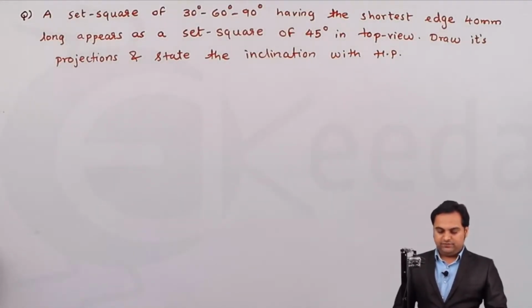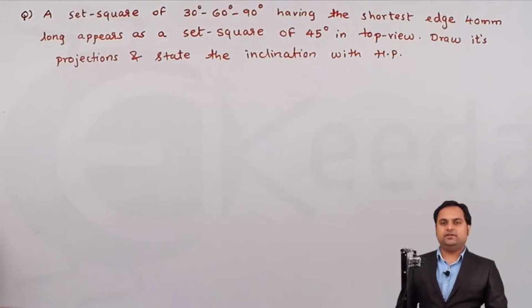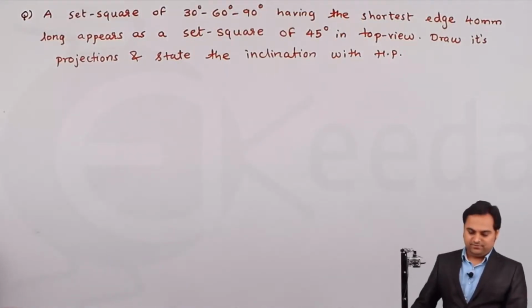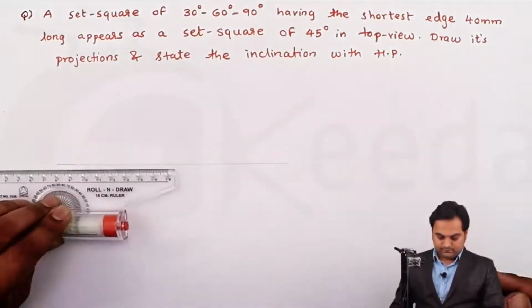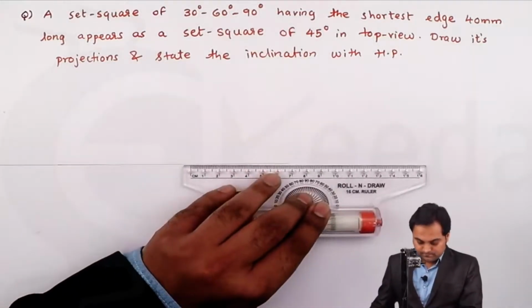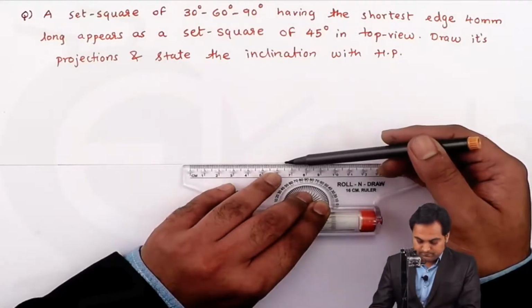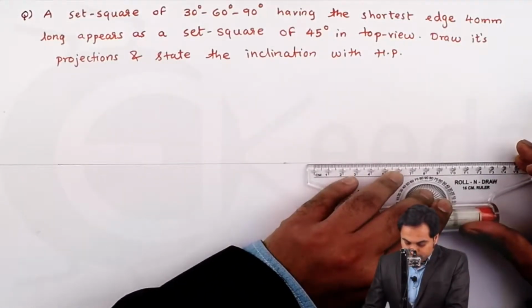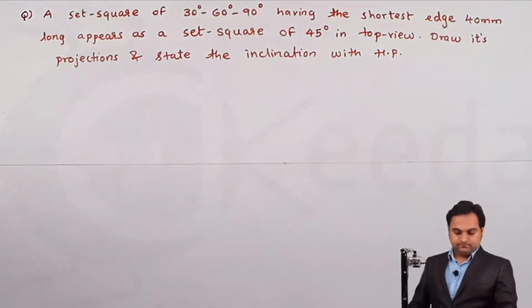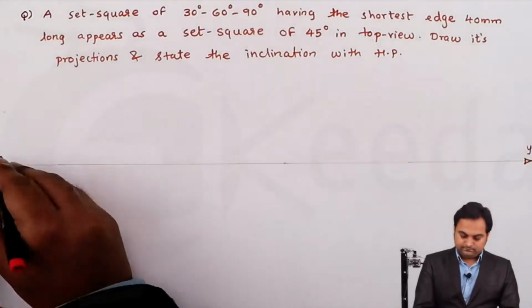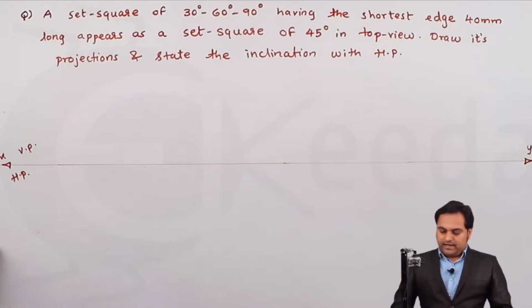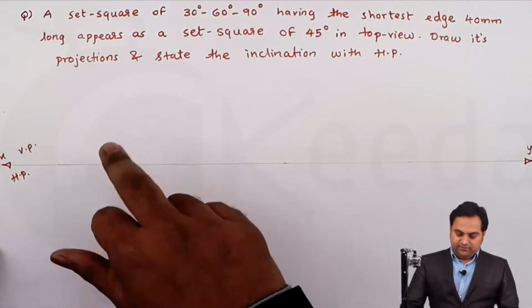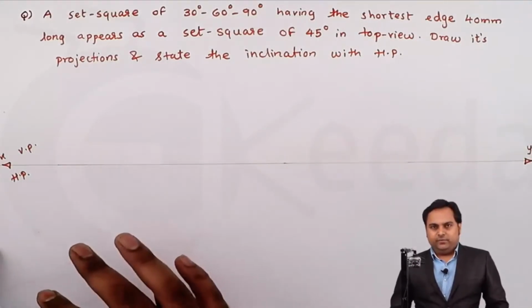So this is the question in front of us. Now here I'll be explaining the conditions step by step. So let us get started. Now I need to draw the set square either in VP or HP. So let us decide where to draw.